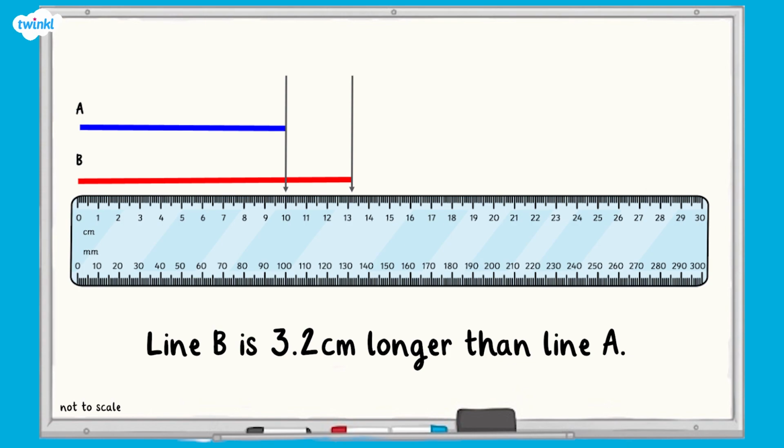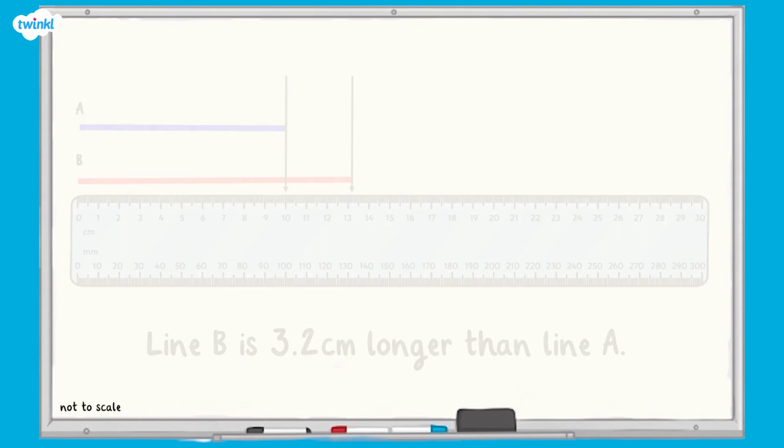Have a look at these two lines. Line B is 3.2 centimetres longer than line A. We know this because the red line, line B, stretches out to 13.2 centimetres, whereas the blue line, line A, stops at 10 centimetres.